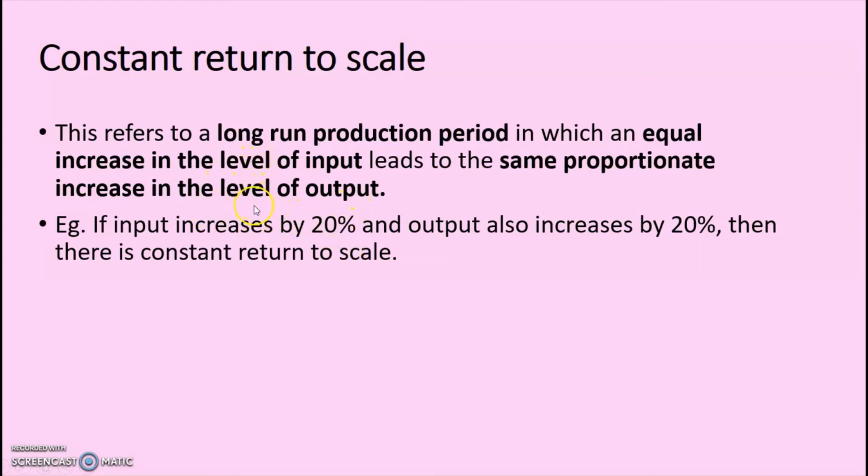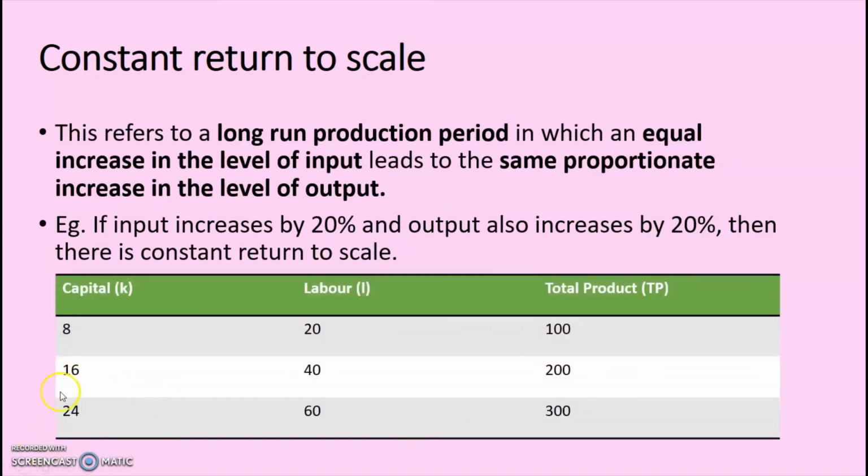So as I said, it is a long-run production period in which an equal increase in both capital and labor will lead to the same proportionate increase in the level of output. An example is if input increased by 20% and output also increases by 20%, then there is constant return to scale. So let me explain this using a table.